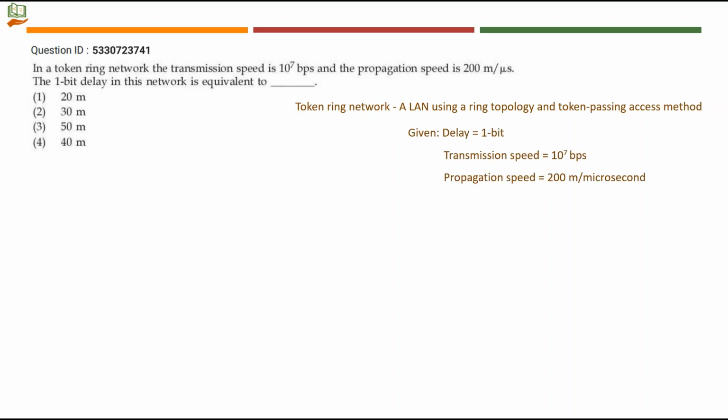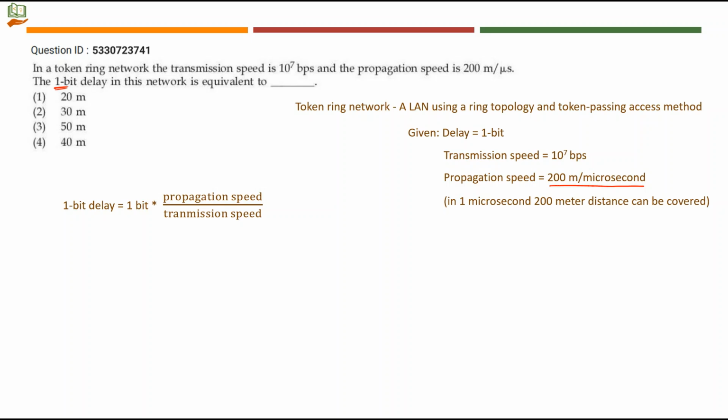So what about the given values? They have given the delay as 1 bit in the question, and we have two other values, transmission speed and propagation speed. So what is this propagation speed? 200 meter per microsecond. In 1 microsecond, 200 meter distance can be covered. We will get into the calculation. This 1 bit delay can be taken as 1 bit into propagation speed divided by transmission speed. So 1 bit will stay as it is. Please follow the units so that you end up with meter at last.